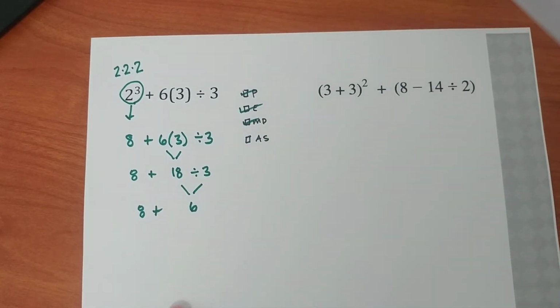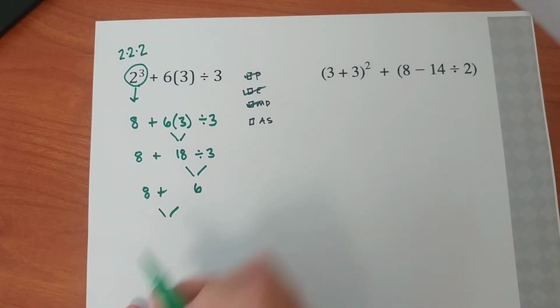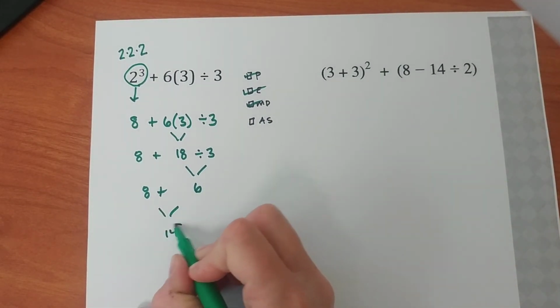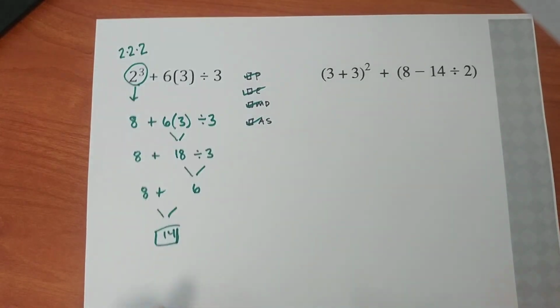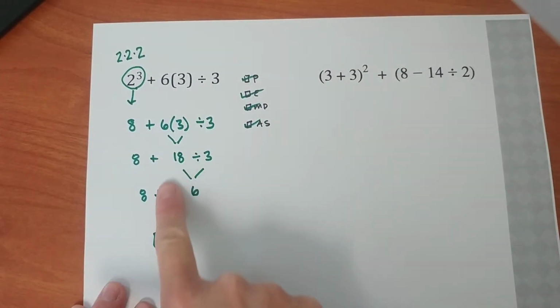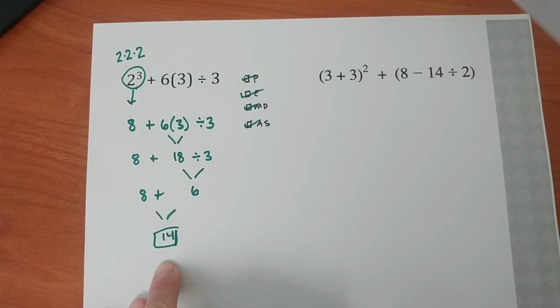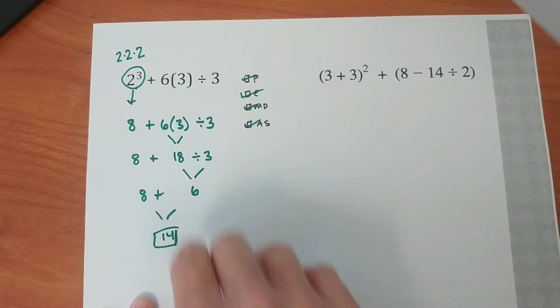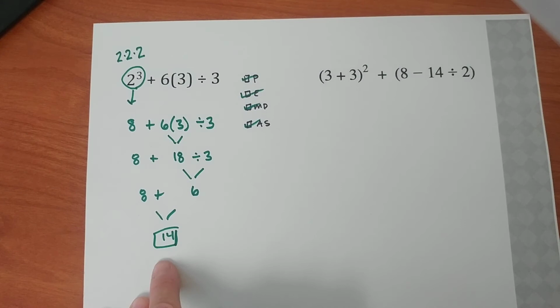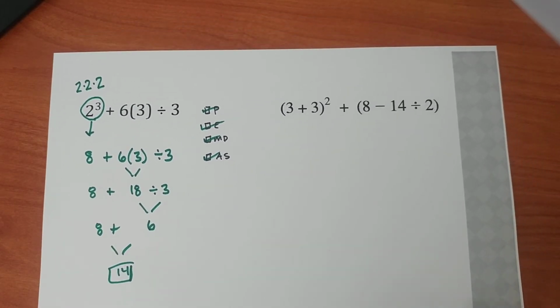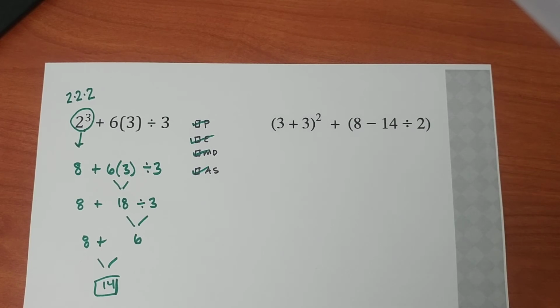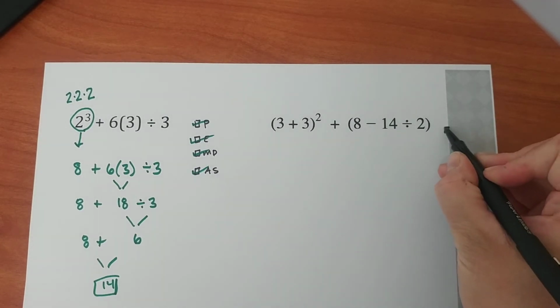Done with that. Next we got add and subtract. 8 plus 6, 14. And we're done. We've taken this expression and we've simplified it all the way down to 14. We've used all of the operation symbols and we were able to simplify it down to one number. All right, let's get ready for the next example. You're copying it down as I'm making our PEMDAS check off.